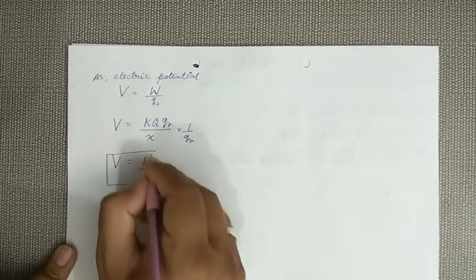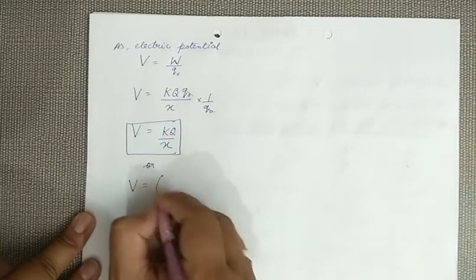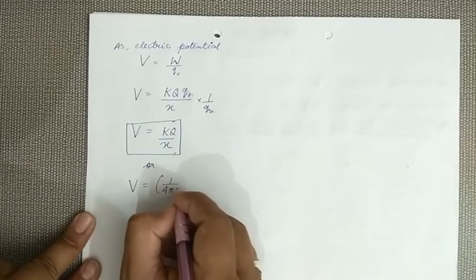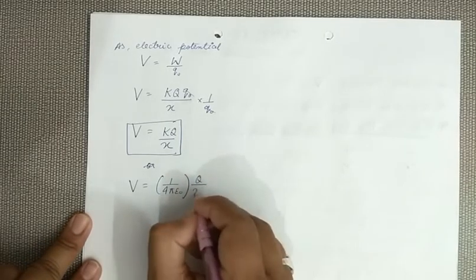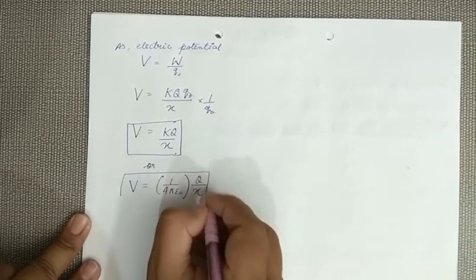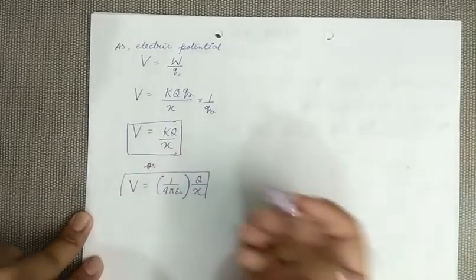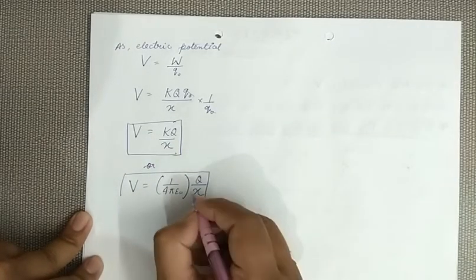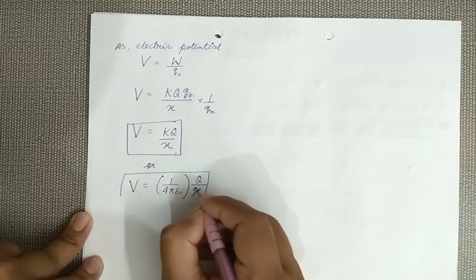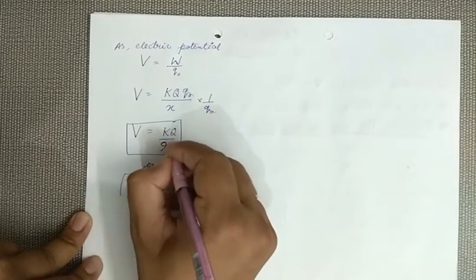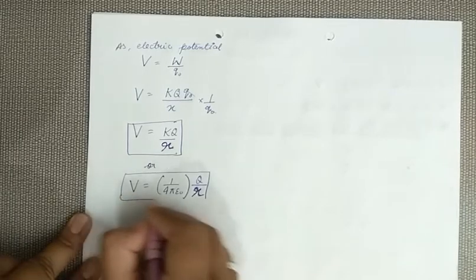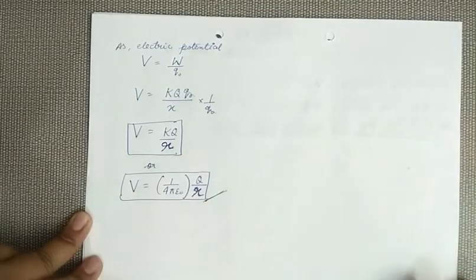So this is the potential, or you can also write it as V equals, instead of this k we know 1 upon 4 pi epsilon naught. Instead of this k we can write 1 upon 4 pi epsilon naught times q by x. Instead of x you can also use r, because we have taken the limit r. So kq by r is the potential due to a point charge.